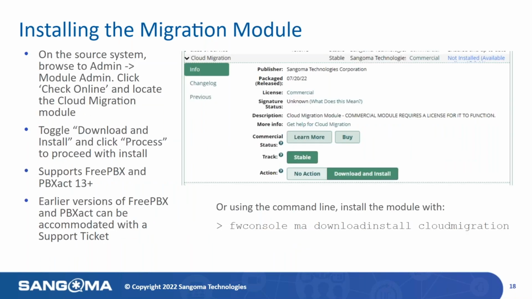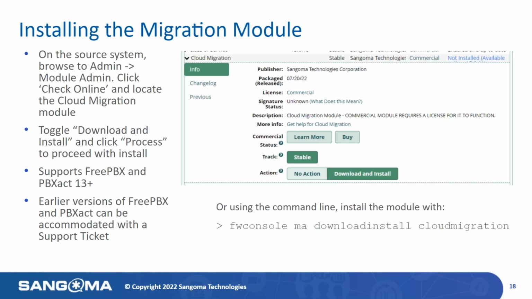Back on the source system now. So on your PBExact or FreePBX premise system, you browse to Admin, Module Admin, click the Check Online button in the same way that we do all module admin, and in that list you will see the Cloud Migration module. You can toggle the download and install and click the process button to install the module in the normal way that you do for all modules.